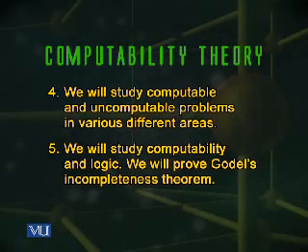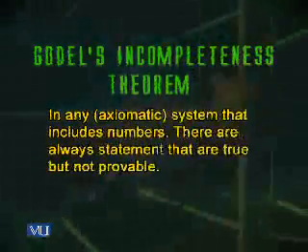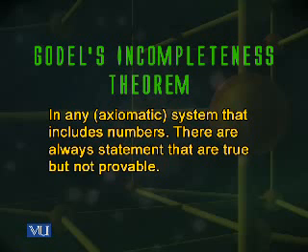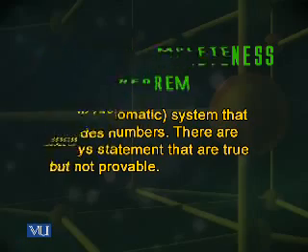We will also study computability and logic, and we will prove what is known as Gödel's incompleteness theorem. Well, Gödel's incompleteness theorem is not really a goal of this course, but it is a fascinating theorem in mathematical logic, and it essentially says that in any axiomatic system that includes numbers, there are always statements that are true but not provable. This theorem is extremely profound. In some sense, it says that there are always truths which we cannot prove. So in some sense, we cannot reach all the truths that there are in mathematics. This is a beautiful theorem in mathematical logic, and we will actually come up with a proof using computability theory. And that's going to be a very exciting part of this course.